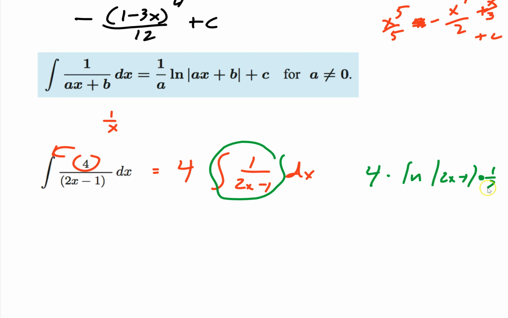So bad at saying that. So you get this. You can reduce a little bit. 4 and the 1/2 gets me 2. Natural log of 2x plus 1. All this is in absolute values. Plus c, because that has to be positive. So you get that. A little messy, but that's the idea.